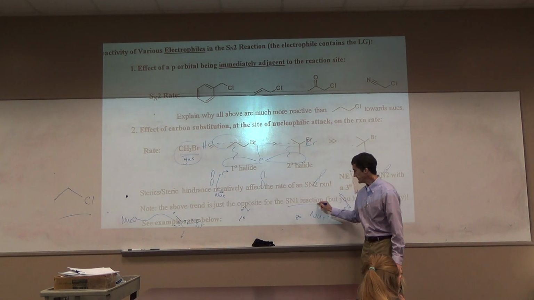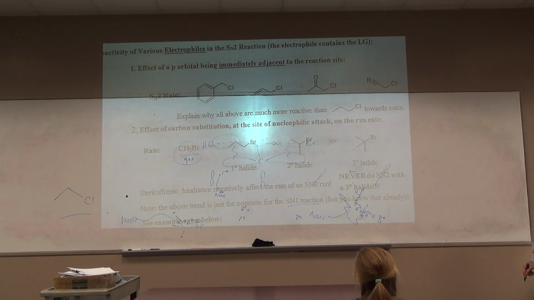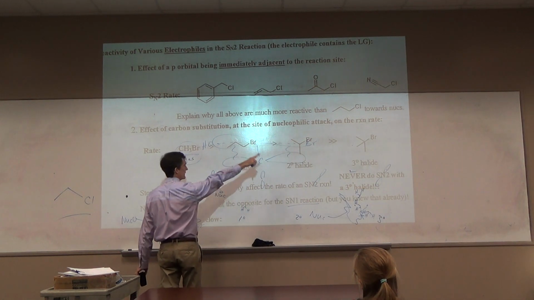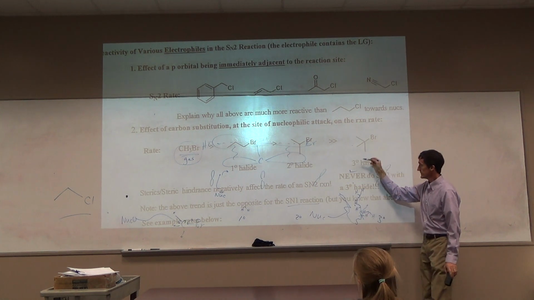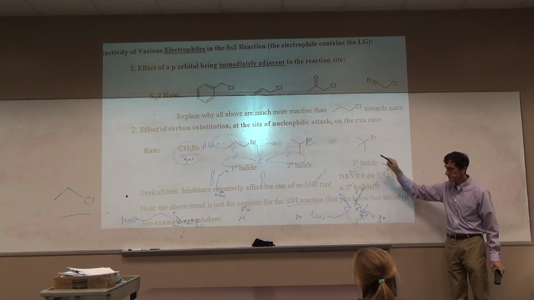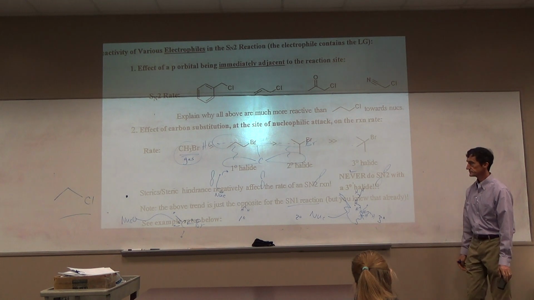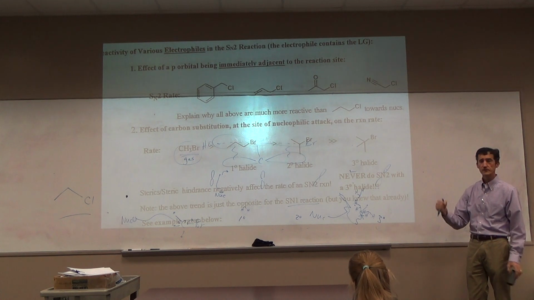What's the rate determining step of SN1? Forming carbocation. Which one's going to make the best carbocation? The tertiary, right? And thus, tertiary halides react faster in SN1. They're the fastest reacting in SN1. Right? So you knew that already. The trend is just the opposite for SN1, but it involves making carbocation.